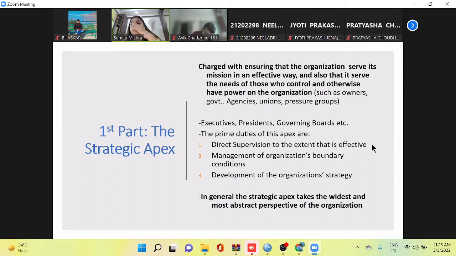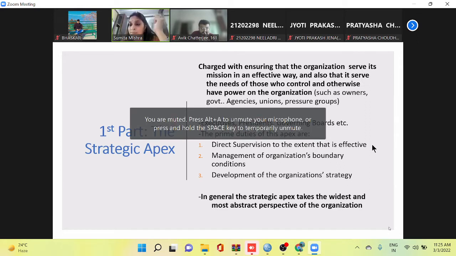Now, if you look at the portions in bold on this slide, what is written out here? That the apex is charged with ensuring that the organization serves its mission in an effective way, and also that it addresses the needs of those who control and otherwise have power on the organization. So what are those groups that may have power on the organization? You can have agencies, you can have unions, you definitely have the government, and you also have the pressure groups. What do pressure groups mean? And can you give me an example?